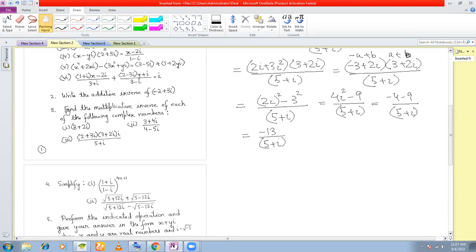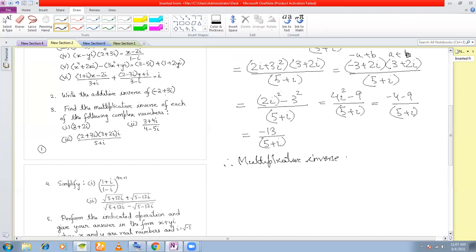Okay, so now we can find out the multiplicative inverse. Therefore, multiplicative inverse of Z1 is Z2 equal to 1 by Z1, which is equal to 1 by minus 13 by 5 plus i, which can now be written as 5 plus i divided by minus 13. Now you separate, you get minus 5 by 13 plus 1 by 13i, and that should be your answer.